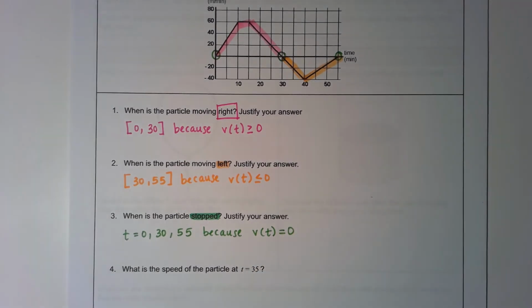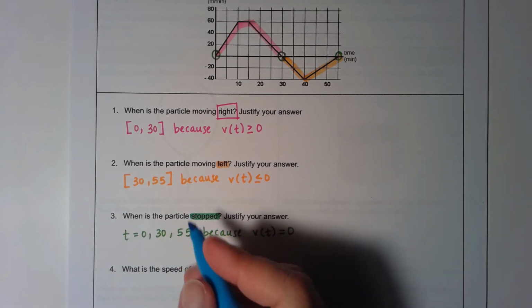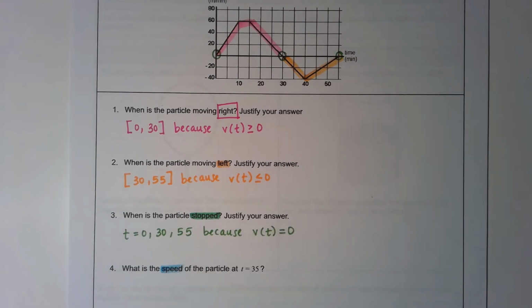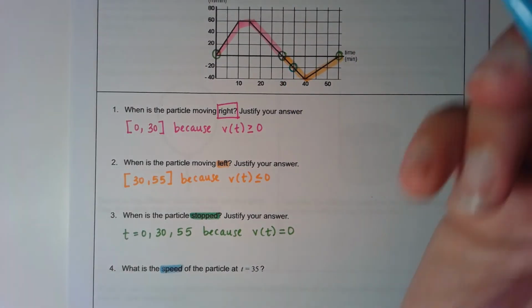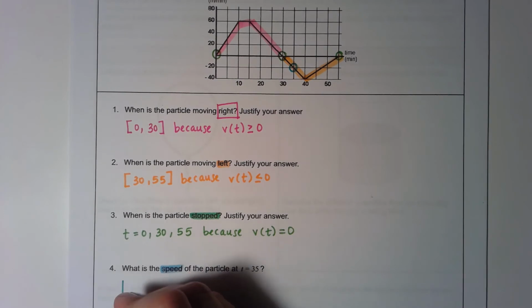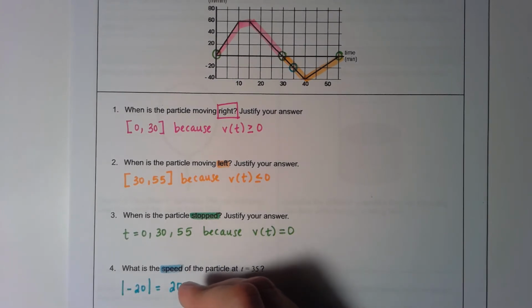Those are the x-intercepts. Next, it says, what is the speed of the particle at t equals 35? So speed is going to be the absolute value of that velocity. If I look on the graph, when t is 35, the velocity is negative 20. So the absolute value of negative 20 would just be positive 20, and that would be meters per minute.